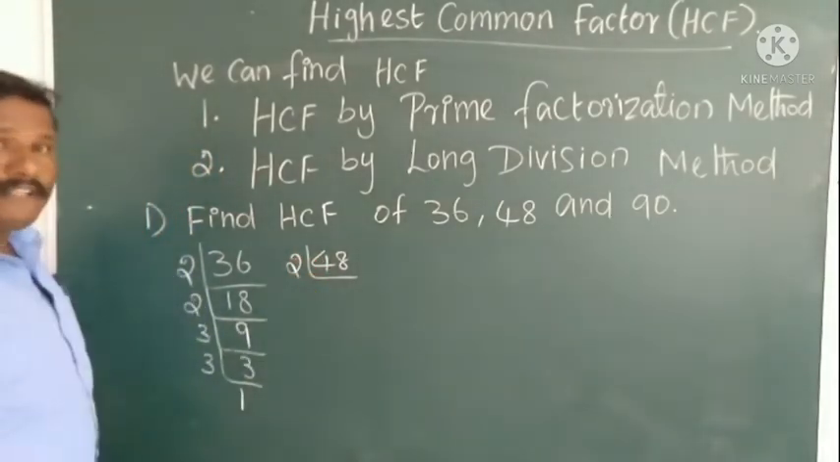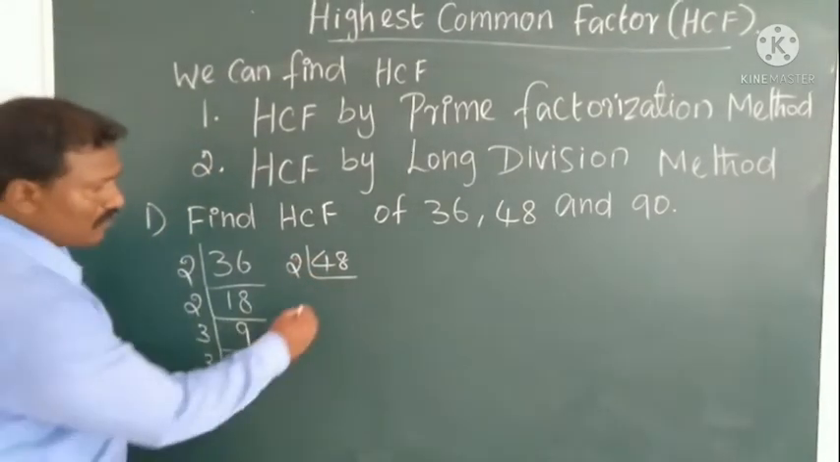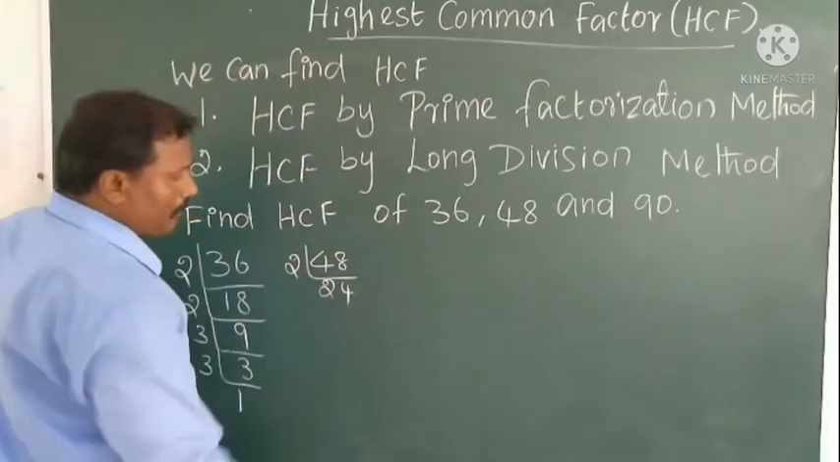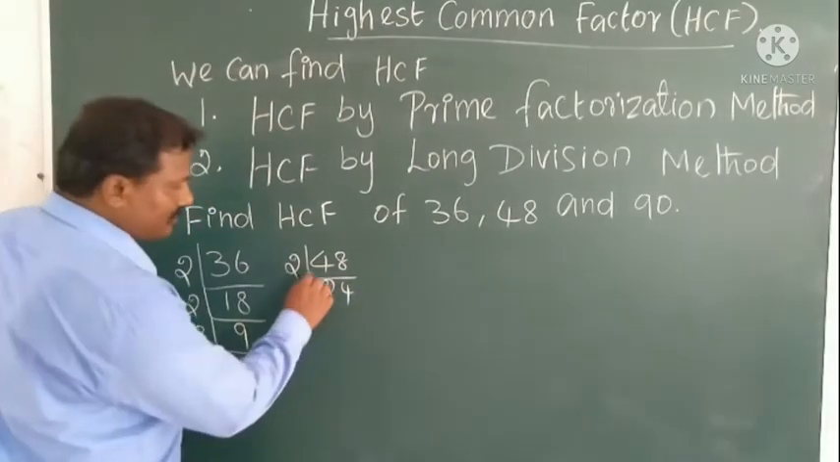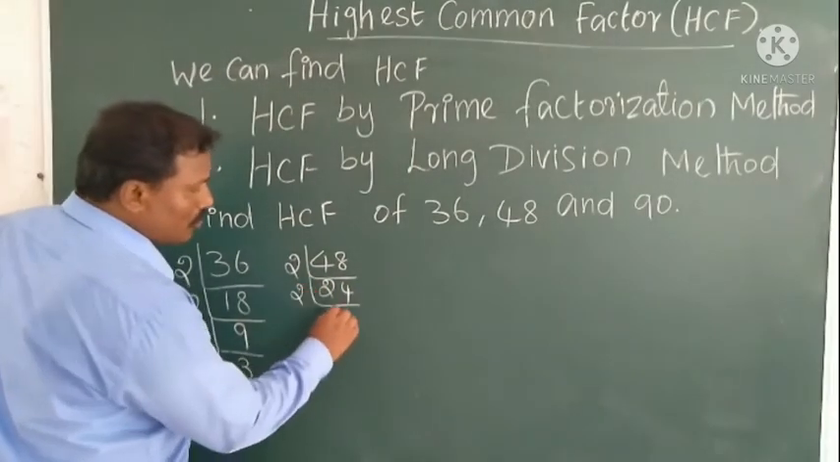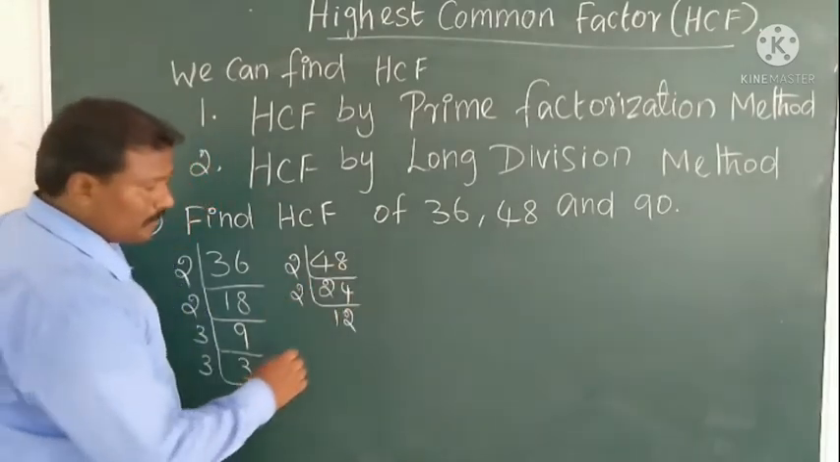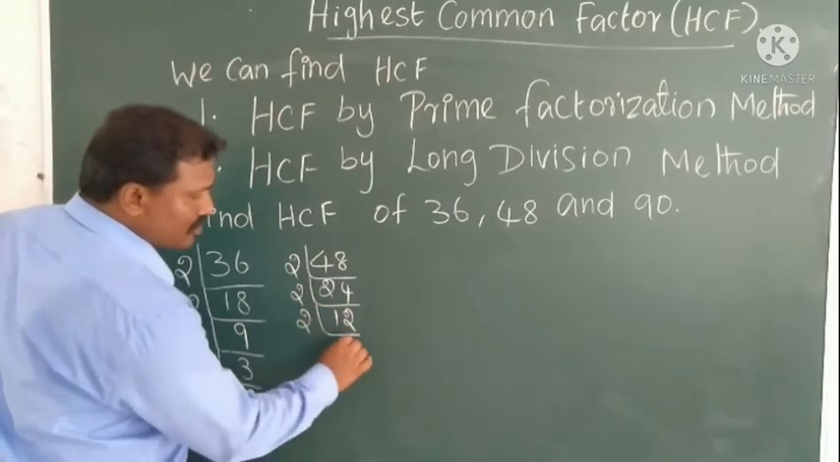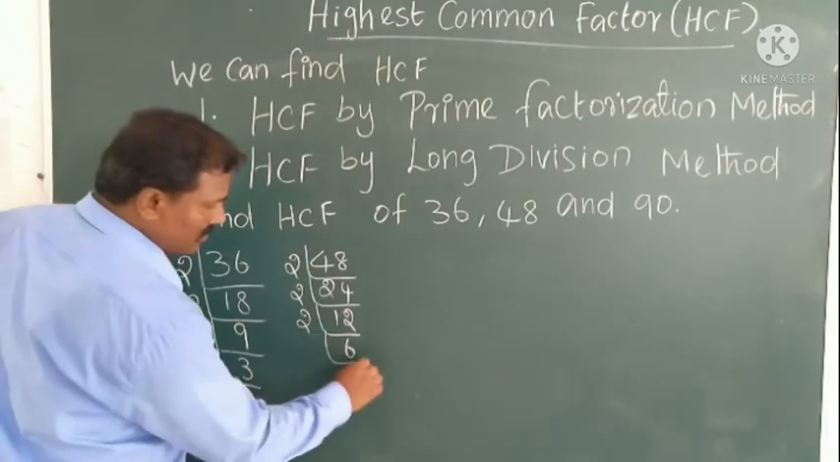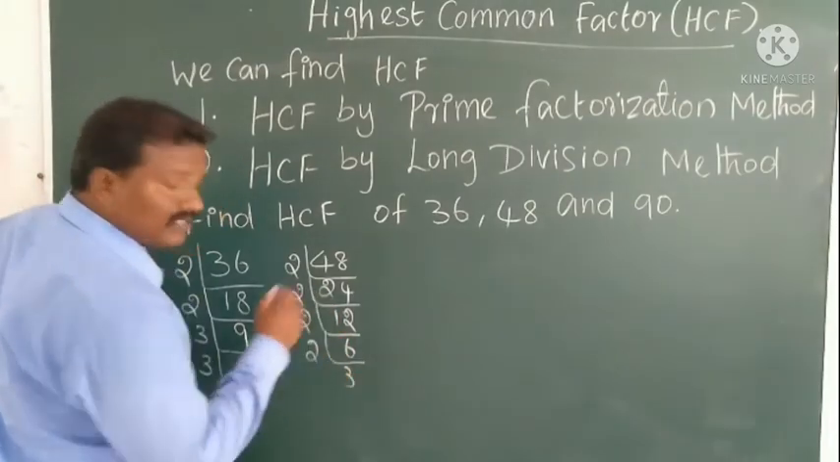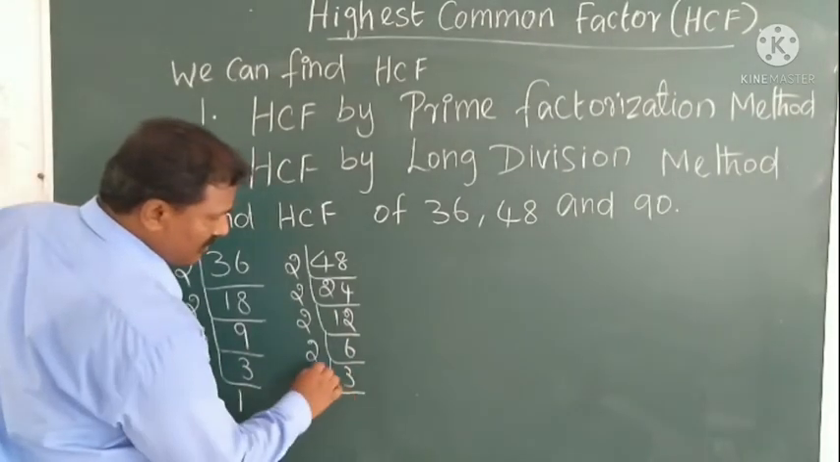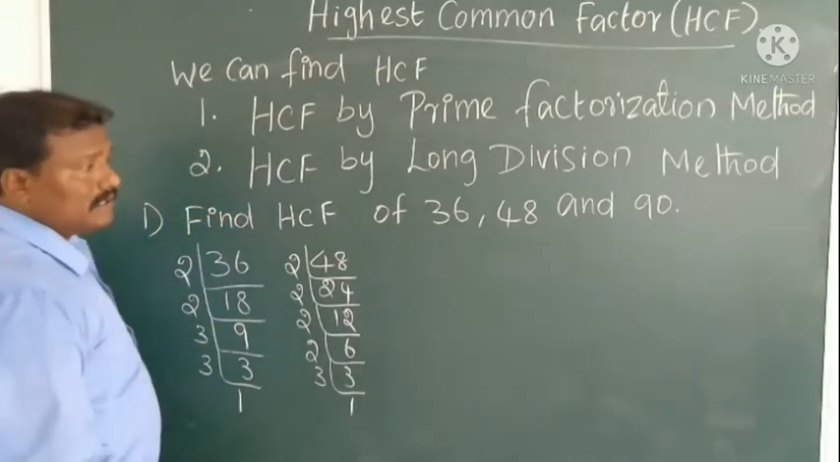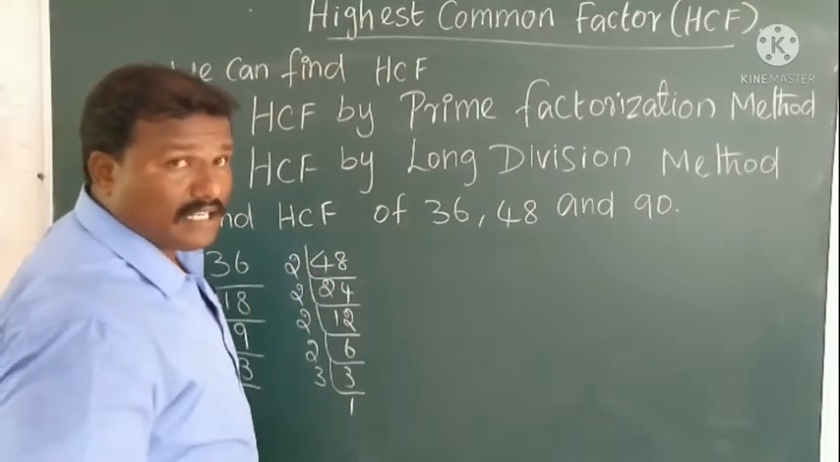First I am going to divide by 2. So 2 2s are 4, 4 2s are 8. Means 2 24s are 48. 2 12s are 24. 6 2s are 12. Then 3 2s are 6. Then 3 1 is 3. Okay. Now let me find out the factors of 90.